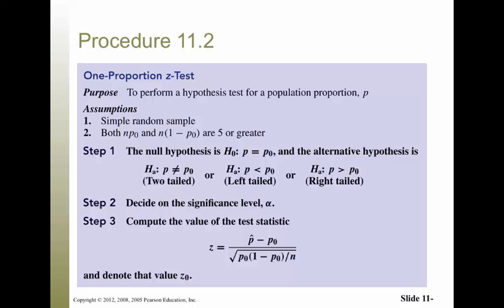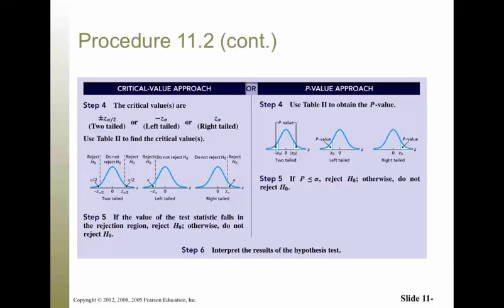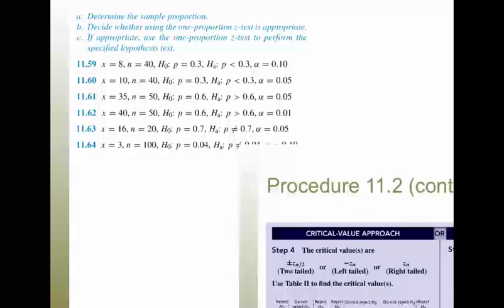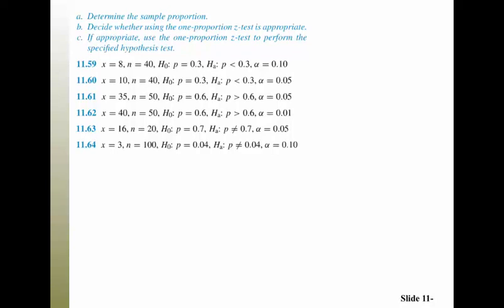So let's do an example, and then I'll have you do one or two. And then the same thing, you can do the critical value approach where you find the test statistic and the critical value and you compare those, or the p-value approach where you compare the significance level versus your actual probability from your z-value. Same thing as before. All right.